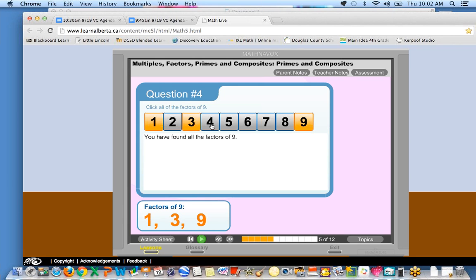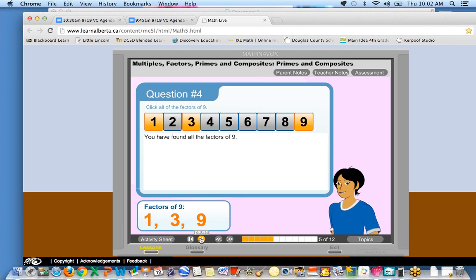What do you guys think? Is 4 a factor of 9? I'm seeing no, and that is correct. What about 5? Is 5 a factor of 9? No. 6? No. 7 and 8, obviously not. No. So these are the only factors of 9: 1, 3, and 9.